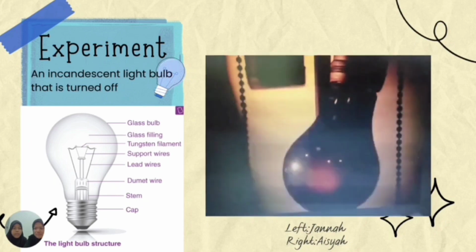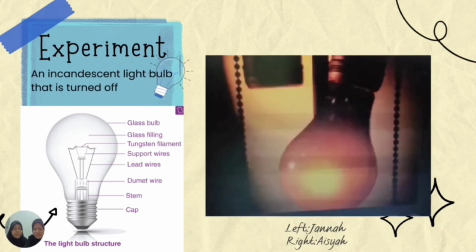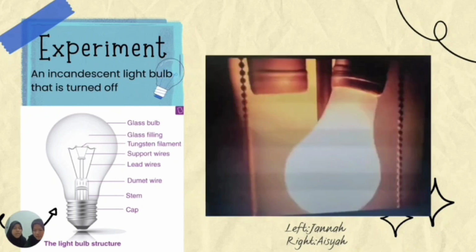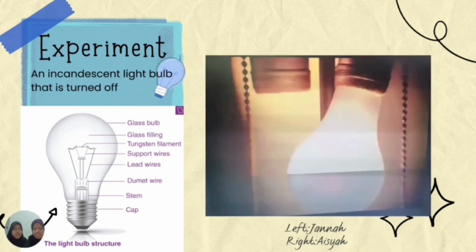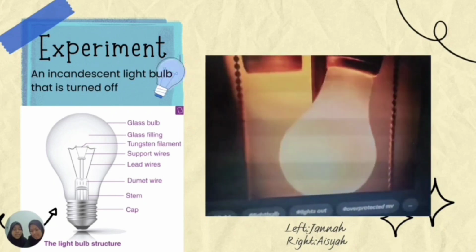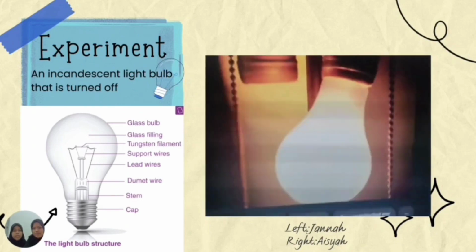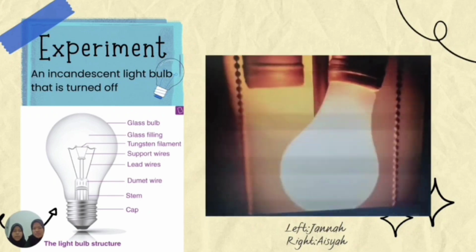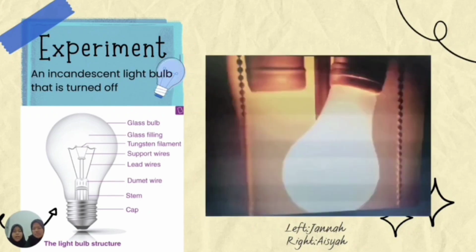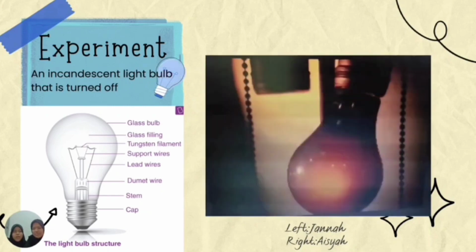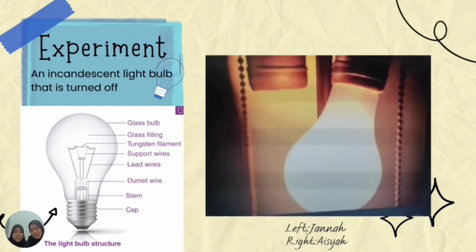So when the current passes through this tungsten filament, its high resistance causes its temperature to rise until it glows like this. This effect is known as incandescence, and it is the guiding principle behind the traditional light bulb. But now this light bulb is not recommended and not popular anymore, so we use LED and others.